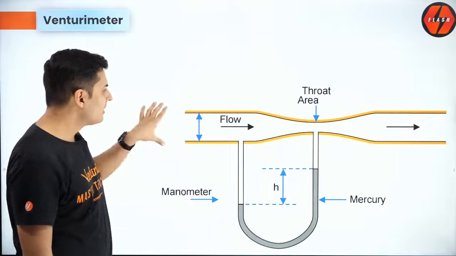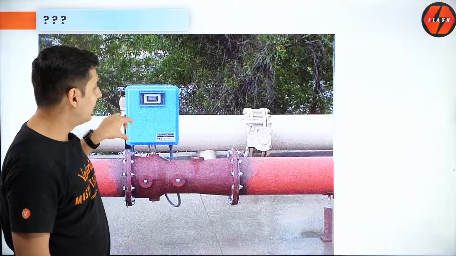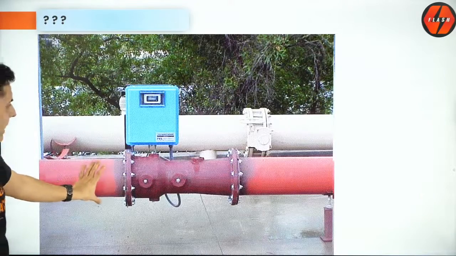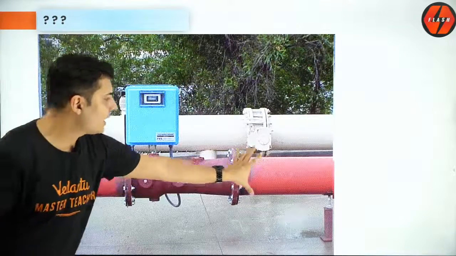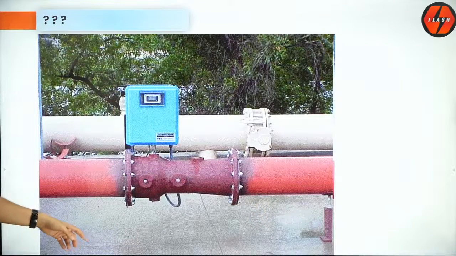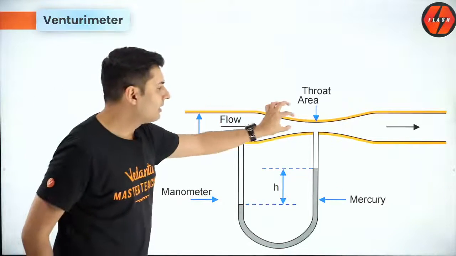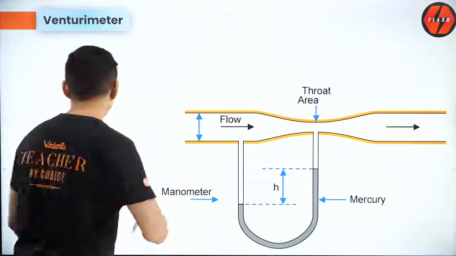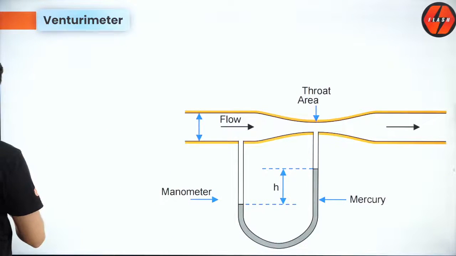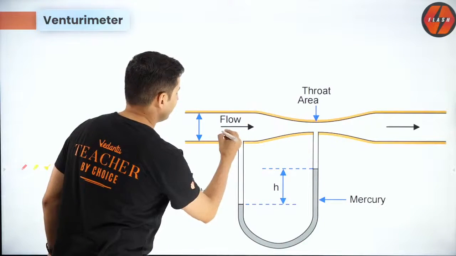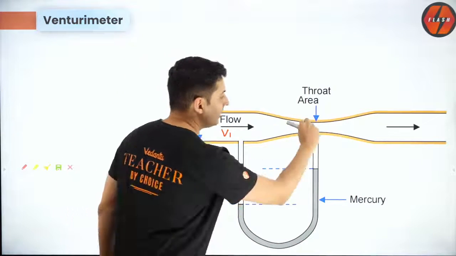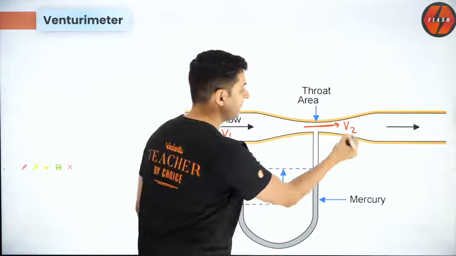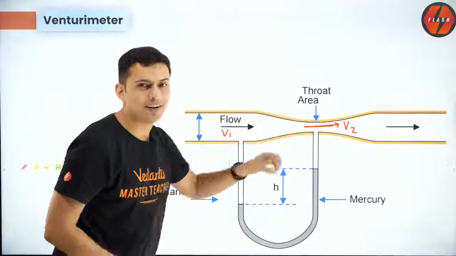So what happens is the pipe has a narrow part. You can see that pipe which is there over here, that red color pipe. It has a narrow part and again it expands. That narrow part is called the throat area. And when that liquid comes inside with some speed, let's say V1, in the narrower part, the speed increases. Why does the speed increase? Because the area has reduced.